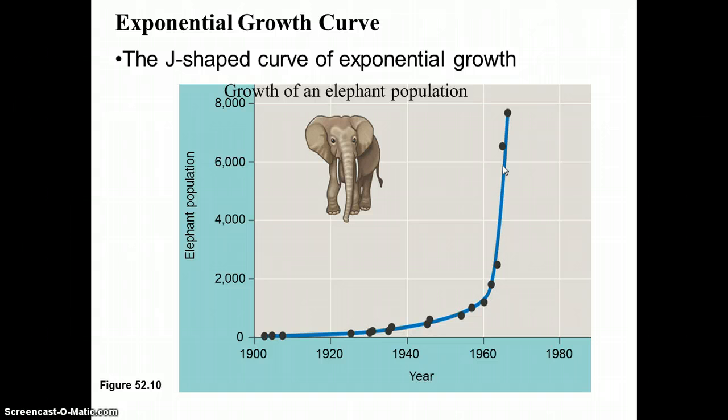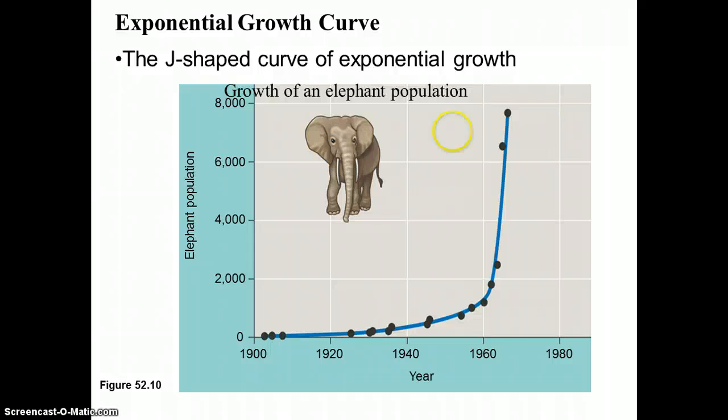And that's only because there were so few elephants that there was plenty of food and plenty of space for all these elephants to grow, to have their birth rate. So here again, the birth rate would be much higher than the death rate, which allowed the elephant population to grow.